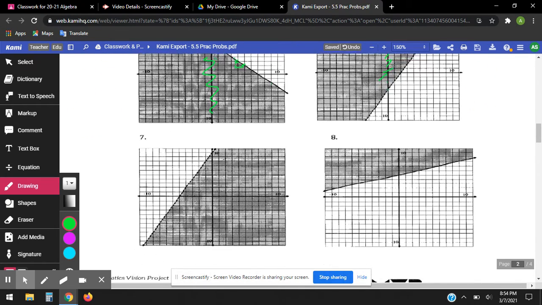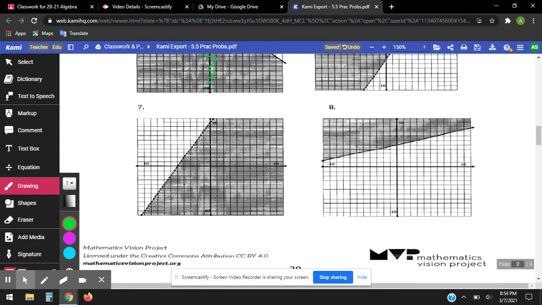Let's look at the next one. Again, I have a dotted line. And so I know it's either going to be greater than or less than. No equal. So all the y's are less than that line.